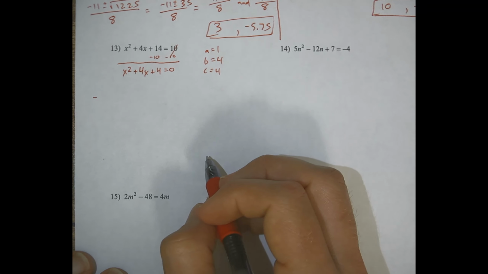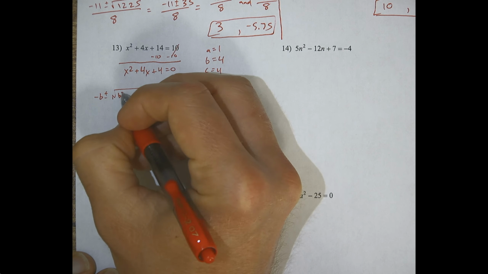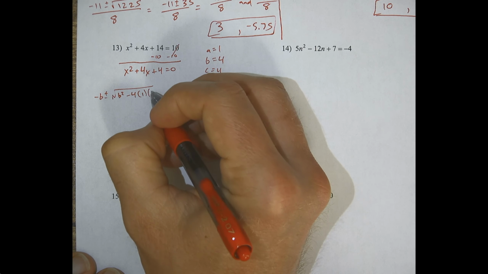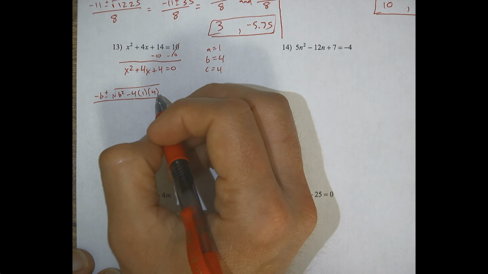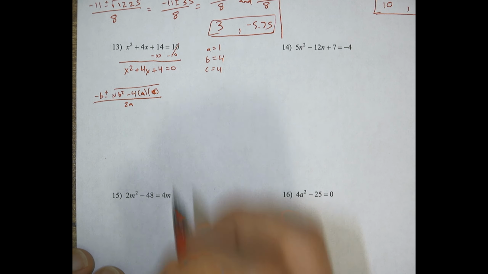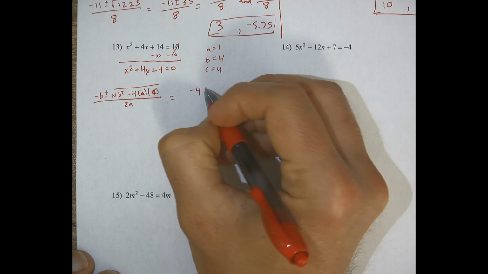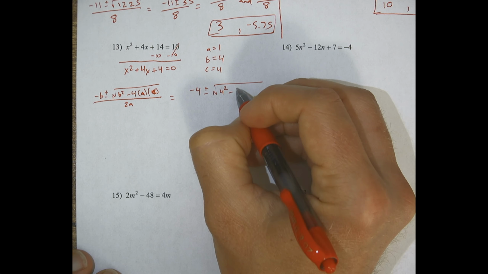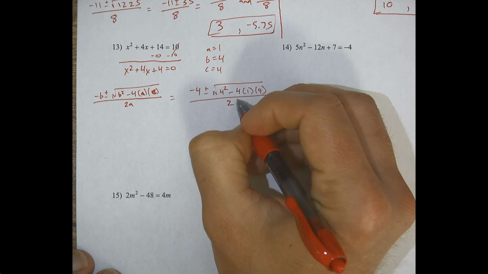Quadratic formula: negative b plus or minus the square root of b squared minus 4 times a, which is 1, times c, which is 4. I'm just writing it out. Okay, so now plugging in. Negative b is negative 4 plus or minus the square root of b squared, 4 squared, minus 4 times 1 times 4, over 2 times a, which is 1.